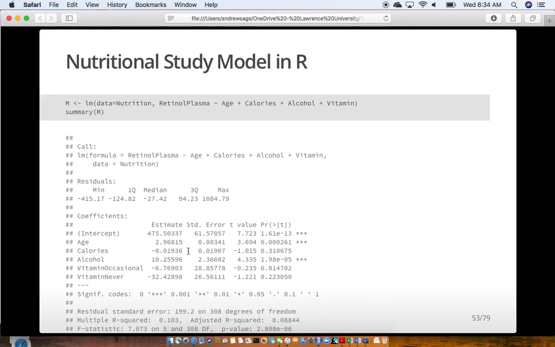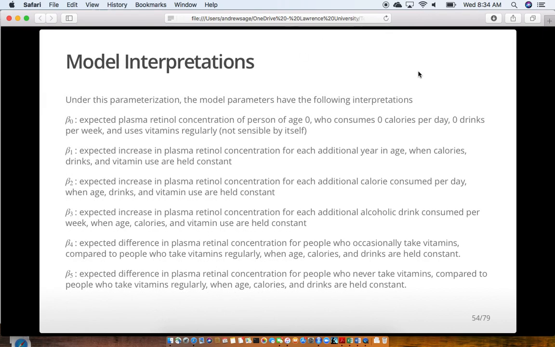Let's think carefully about how we'll interpret these, especially the categorical variables. For the intercept, our interpretation will be the expected plasma retinol concentration for a person age 0 who consumes 0 calories per day, 0 drinks per week, and uses vitamins regularly. Notice that that regular vitamin use became part of the intercept when we dropped the original X5 column from the model. Of course, this isn't a sensible interpretation by itself, but it's a reference point.